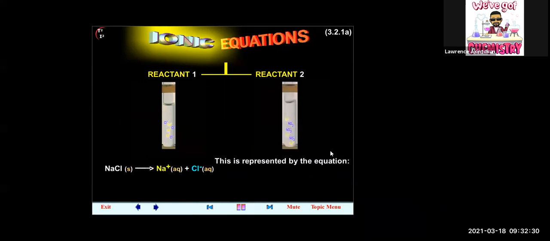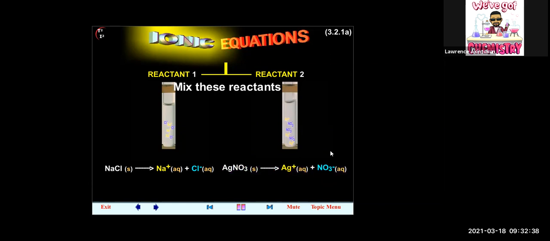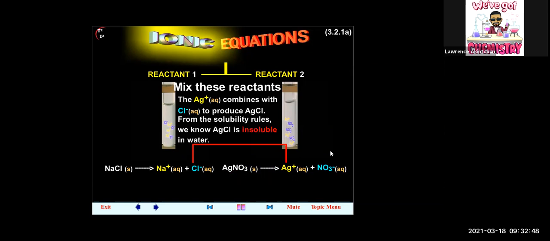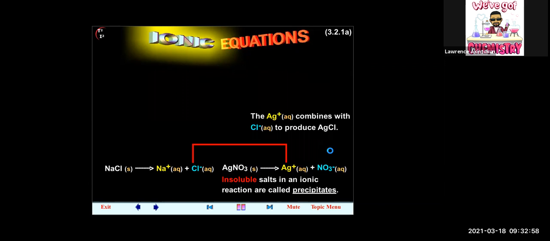This is represented by the equation. This equation is called the ionic equation. The Ag+ (aq) combines with Cl- (aq) to produce AgCl. From the solubility rules, we know AgCl is insoluble in water. Insoluble salts in an ionic reaction are called precipitates.